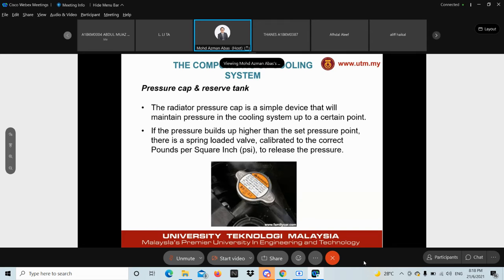If the pressure builds up higher than the set pressure point, then there is a spring-loaded valve calibrated to the correct pressure value to release the pressure and also to release excessive coolant into a reservoir, into a reserve tank.